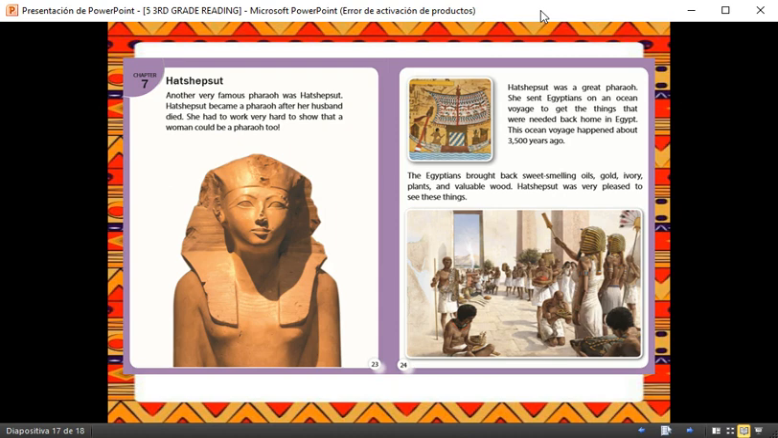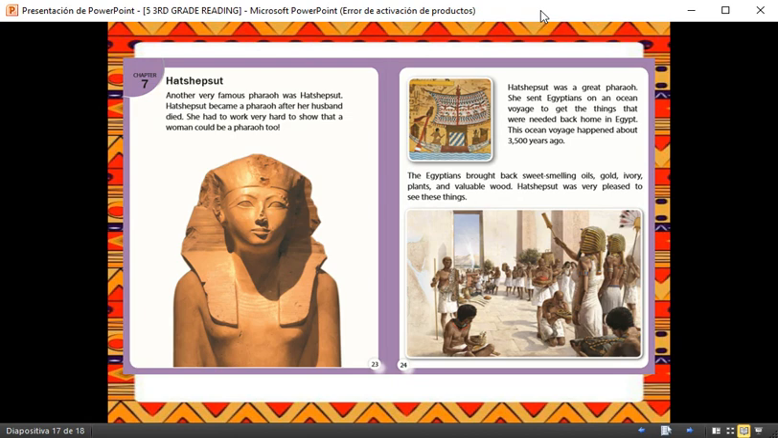Chapter 7. Hatshepsut. Another very famous pharaoh was Hatshepsut. Hatshepsut became a pharaoh after her husband died. She had to work very hard to show that a woman could be a pharaoh too. Hatshepsut was a great pharaoh.